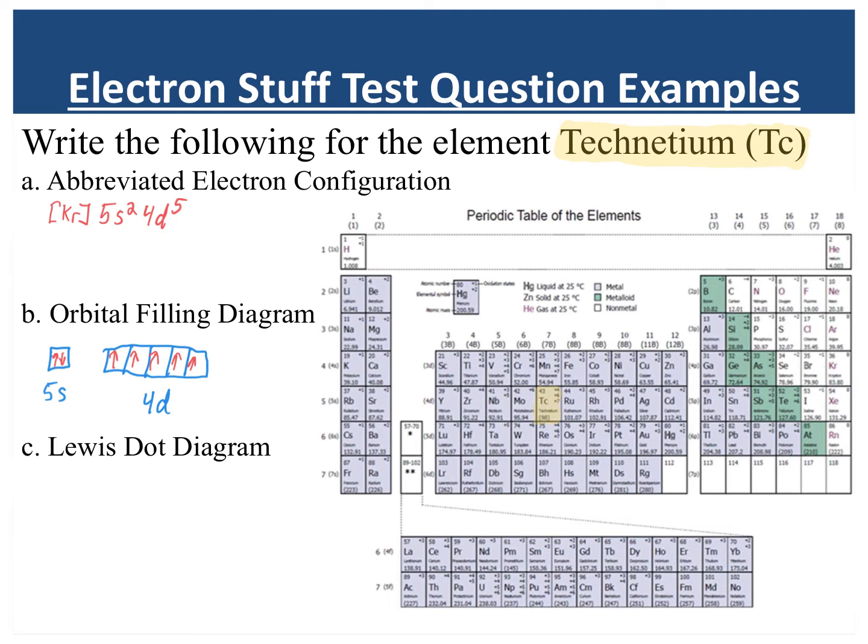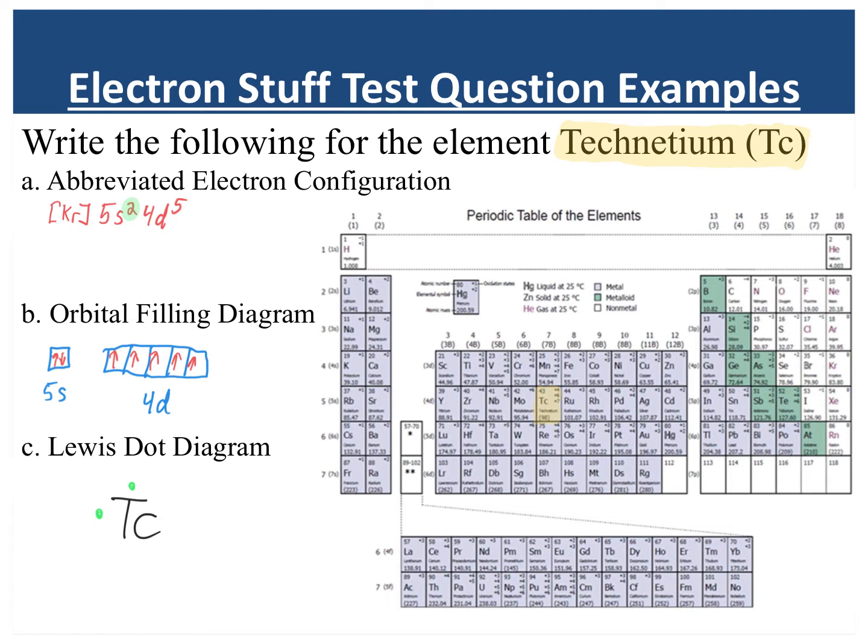And then for the electron dot diagram, or the Lewis dot diagram, I go and I find all the s's and p's. Well, in this case, there's only s electrons in the abbreviated configuration. There are 2 of them. So I write my symbol for technetium, which is Tc, and I get 1, 2 dots.